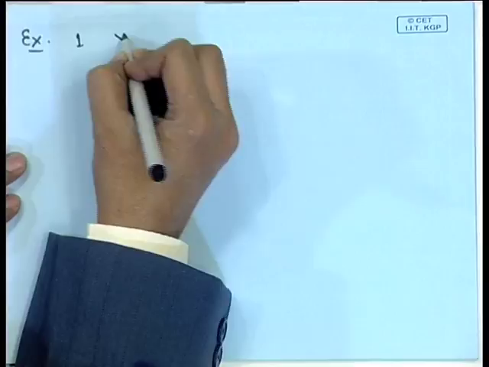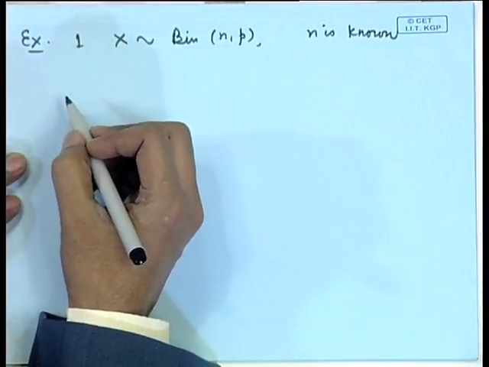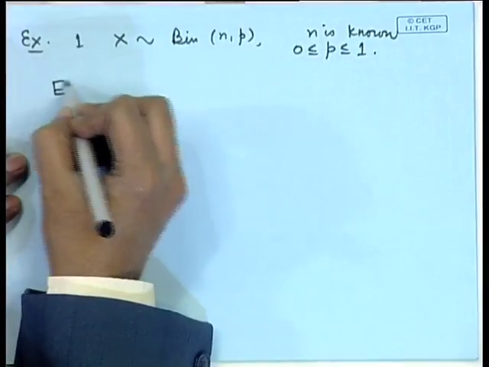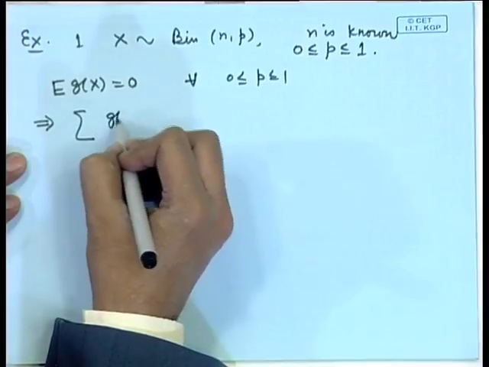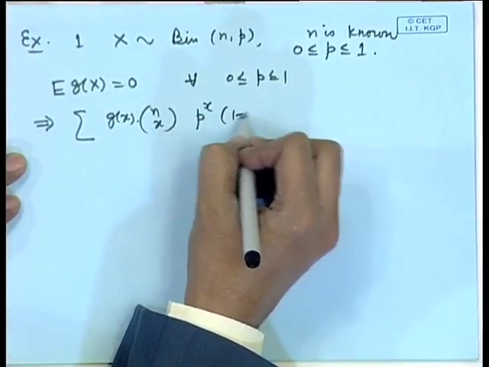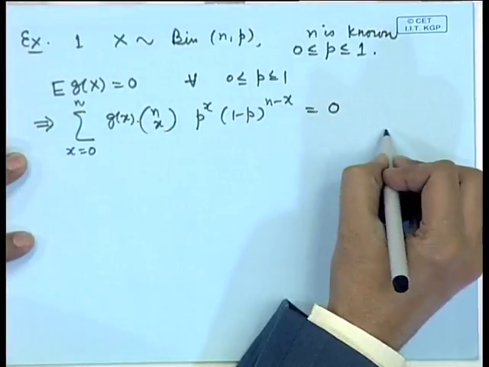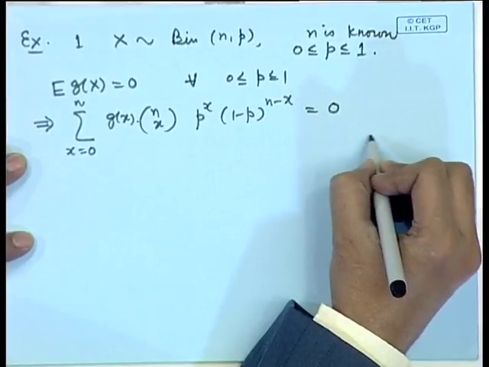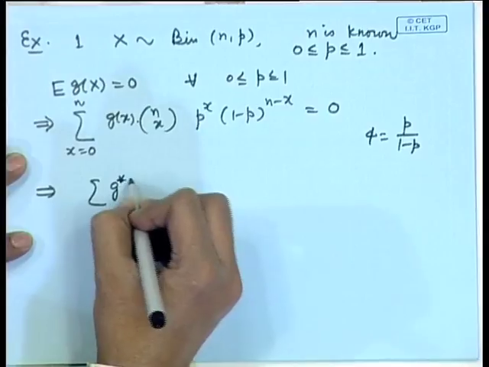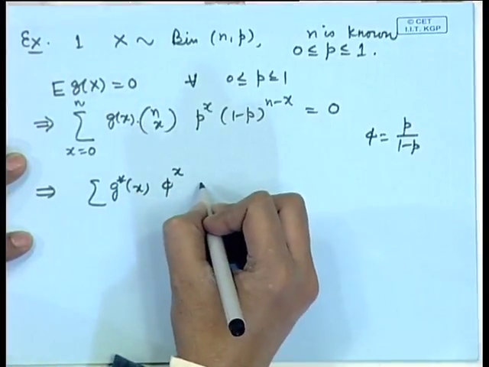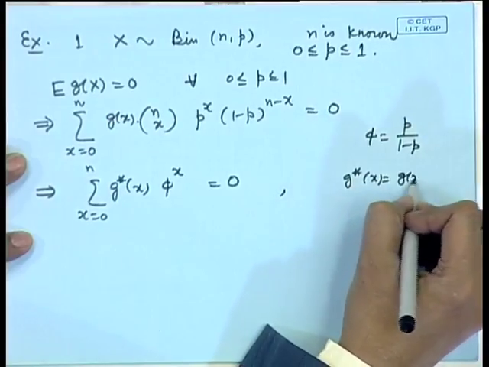So, let us take say x follows binomial n p, where n is known and p is the parameter. Let us look at expectation of g x is equal to 0. Now, this condition is equivalent to sum of g x n c x p to the power x 1 minus p to the power n minus x is equal to 0 for x equal to 0 to n. We may introduce a term, say phi is equal to p by 1 minus p. Then this term I can write as sigma g star x phi to the power x is equal to 0 for x equal to 0 to n, where g star I have written as g x into n c x.